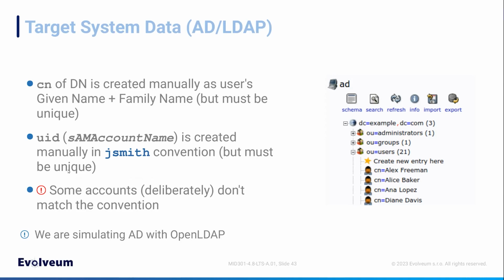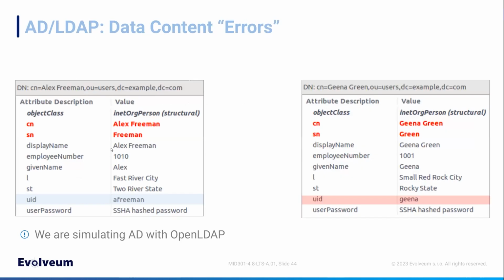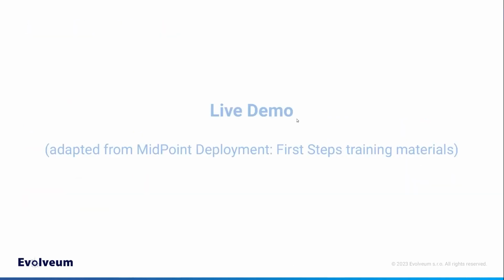As you will see, not all accounts in this LDAP or Active Directory are matching this convention. There are some accounts which are not. So it will be interesting to see what, if anything, midPoint will do to these accounts. And this is, for example, one of them. We have Alex Freeman. He has UID A Freeman, but we have the user Gina, which is Gina Green. This is, by coincidence, the CEO of the company, so we cannot afford to just rename that account without any consequences. So let's see what midPoint will be able to do.